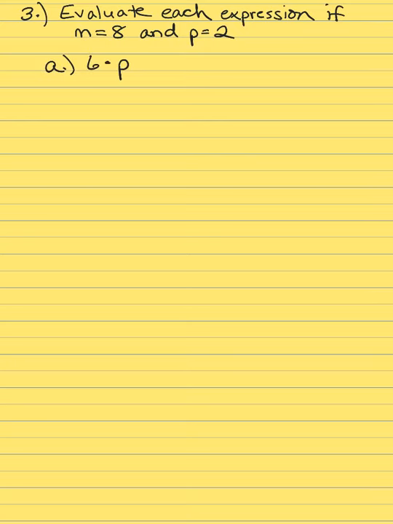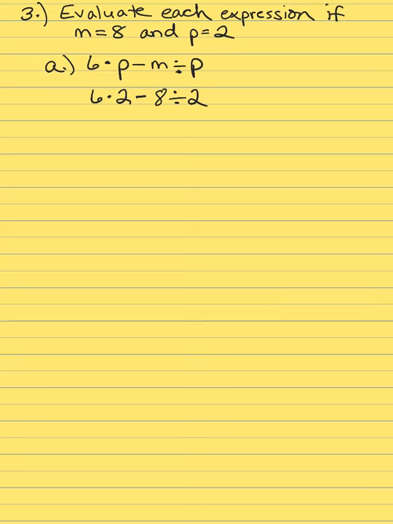6 times p minus m divided by p. Okay, remember a dot means multiplication. So we're going to plug in or substitute in the values for the variables. So it would be 6 times, and instead of p, we're going to plug in 2, since it says p is equal to 2, minus m is 8, p is 2. Now that we have just numbers, we're going to follow the order of operations.